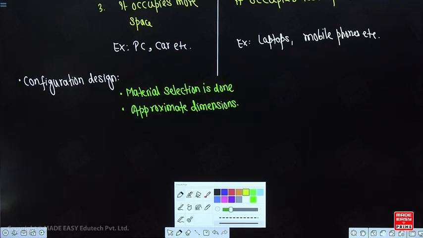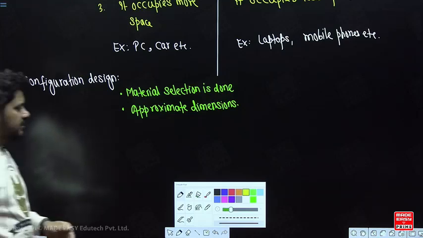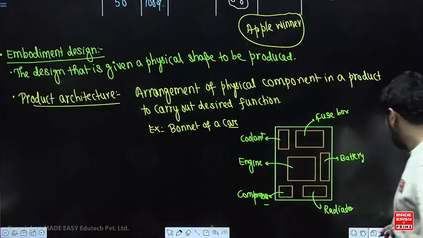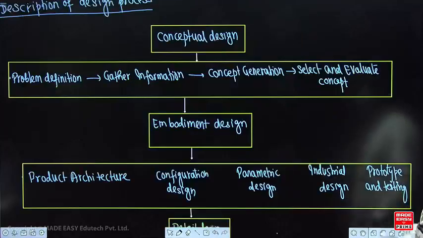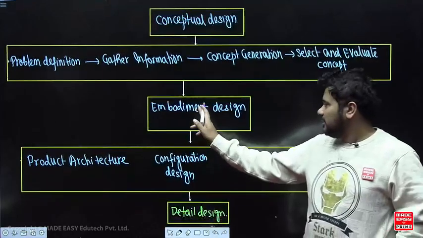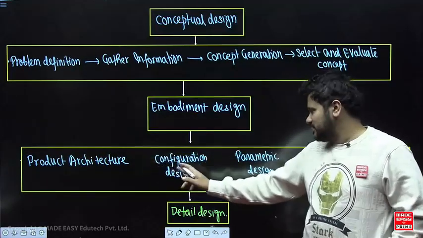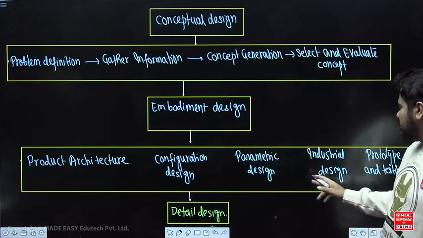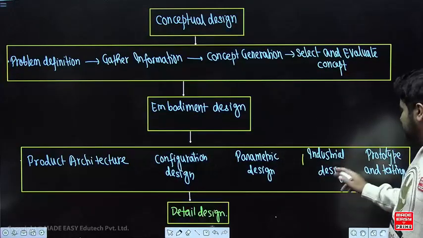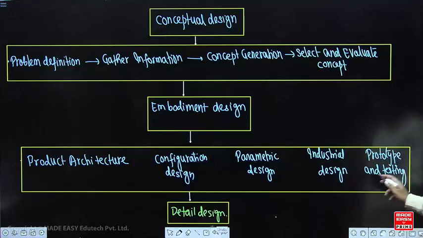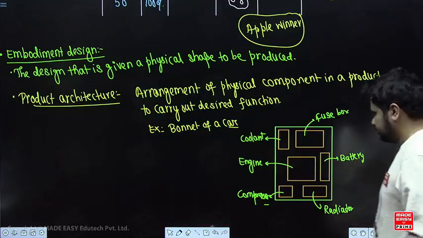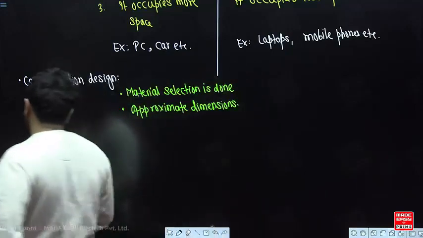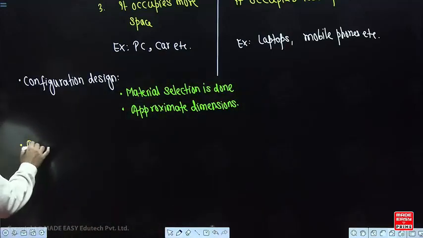Yes, Karthik Arvind, product architecture comes under, see here, we have made the classification. Product architecture, embodiment design के अंदर product architecture, this is configuration design, this is parametric design, industrial design we have already discussed, we have prototype and testing. So what is parametric design, right. So next we have parametric design.